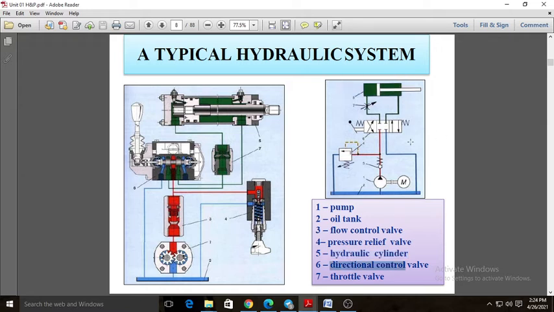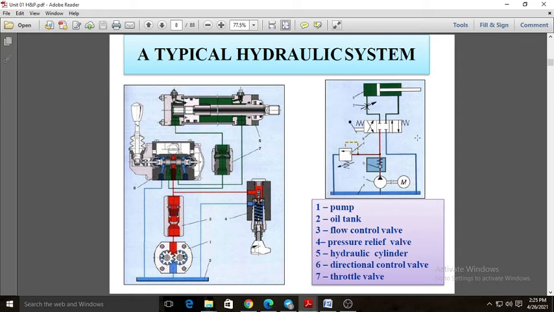Then direction control valve, this is the direction control valve, and the throttle valve. Okay, so it is the throttle valve. Here it is just used to control the flow rate. Actually this flow control valve is used many times to eliminate the backward flow. To eliminate this backflow, we use the flow control valve.